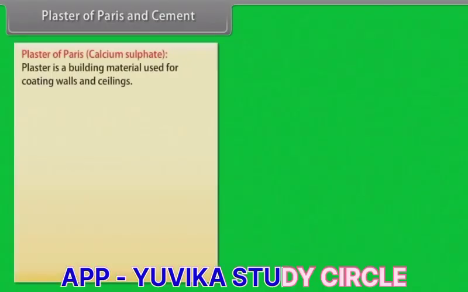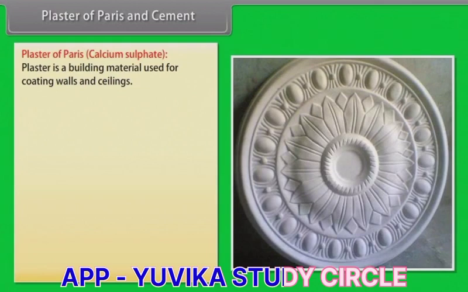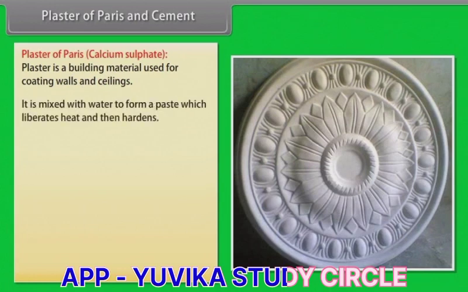Plaster of Paris and cement. Plaster of Paris, calcium sulfate. Plaster is a building material used for coating walls and ceilings. It is mixed with water to form a paste which liberates heat and then hardens.